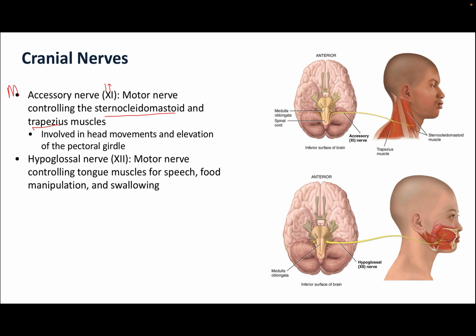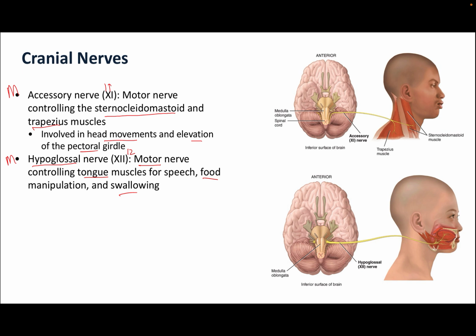This is going to play a role in moving your head, as well as elevation of the pectoral girdle, like lifting your shoulders. And then finally, last but not least, the hypoglossal nerve, cranial nerve 12, is going to also be a motor nerve, another motor. This is going to control the tongue muscles for speech. It's also important for helping the tongue to manipulate food, as well as playing a role in swallowing.